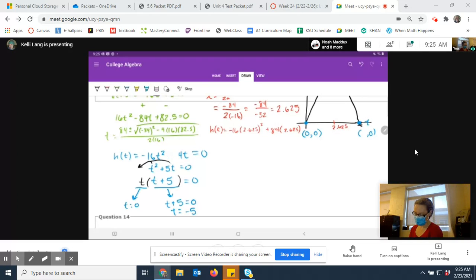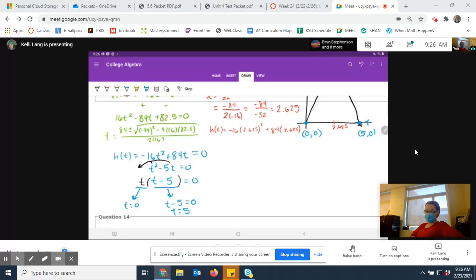Guys, I did it again. I had a negative sign issue above. When I divided everything by negative 16, this should have become a minus 5, minus 5, minus 5, positive. Goodness gracious. Today is not my day.